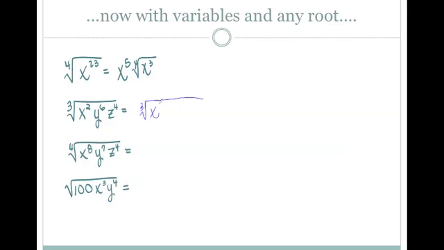So for the next one, I can't do anything with that x squared, but my y to the 6th power, I could have that as y to the 3rd times y to the 3rd, and my z, or excuse me, z to the 3rd times z. So again, here I've underlined the ones that have cube roots. So I can go, this would be y times y, which is y squared, and then z. And then inside the radical, I'm left with x squared z.